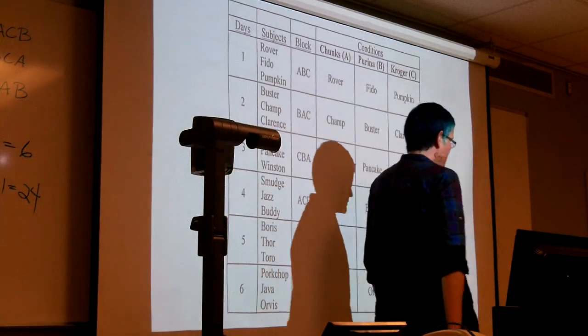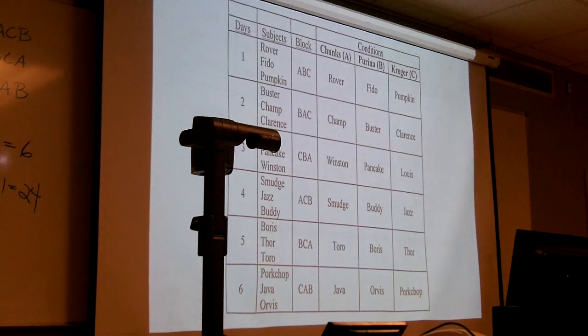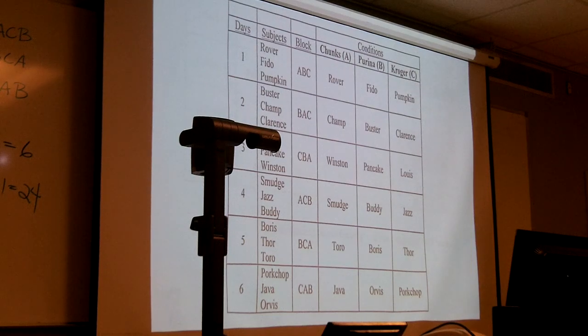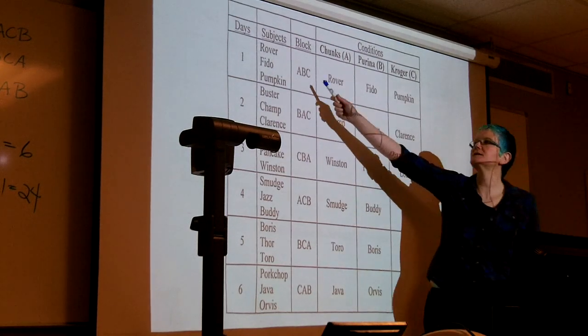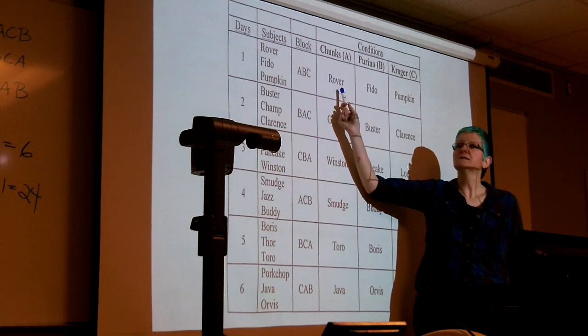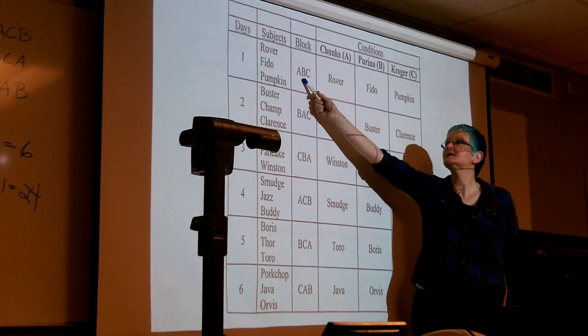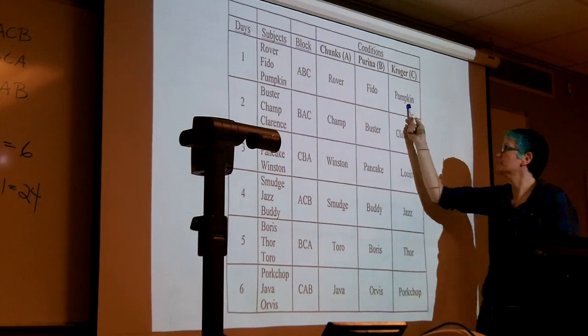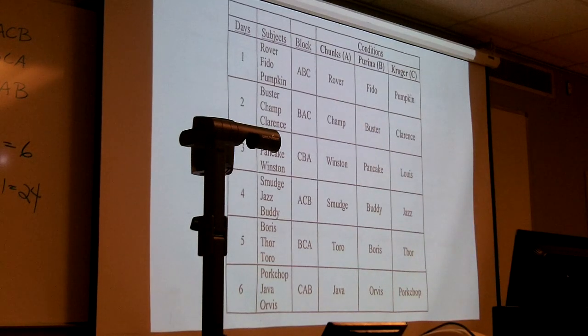First day, Rover, Fido, and Pumpkin come in. Okay, and the block I'm going to use is ABC. I'm going to pick one of my random blocks, and I'm going to use ABC. So what does that mean? It means that the first dog that walks in the door goes in condition A. The next dog that walks in the door goes into condition B. The third dog that walks in the door goes into condition C. Okay. Done. Randomly assigned.